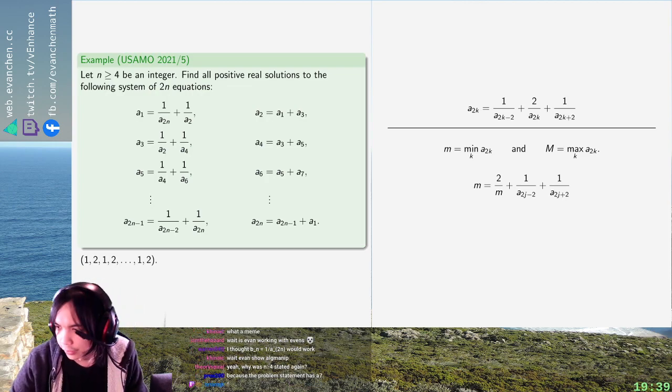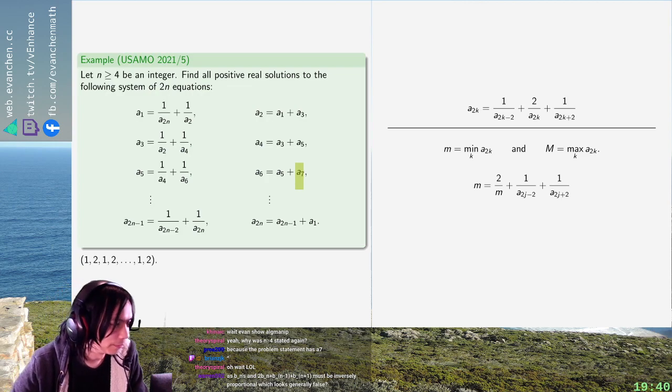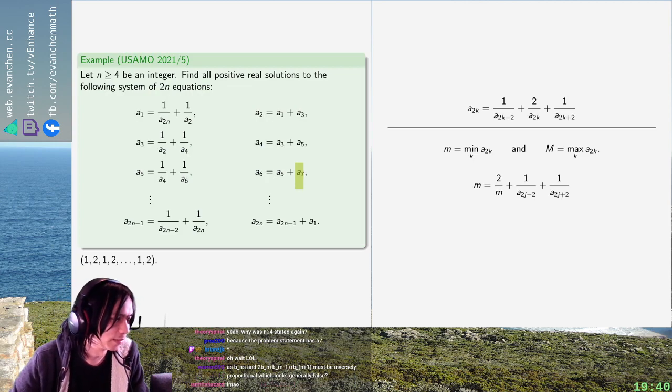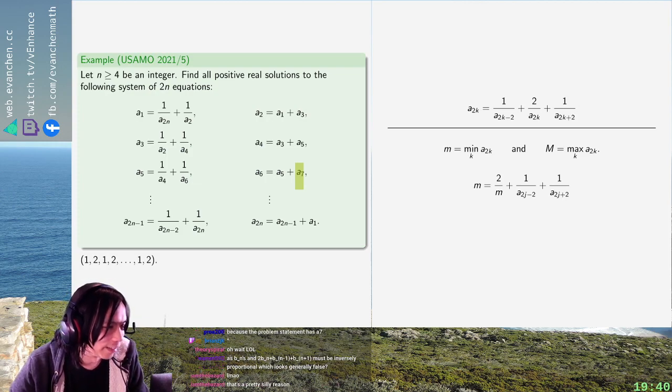Why was n at least 4 stated? Oh, it's because the equation is explicitly given up to 7, so if n is less than 4, then some degeneracy occurs in which the statement doesn't technically make sense. Obviously, you're supposed to take the indices mod n, but it's just there. Don't read into it. It's just there so that the 7 doesn't break things.